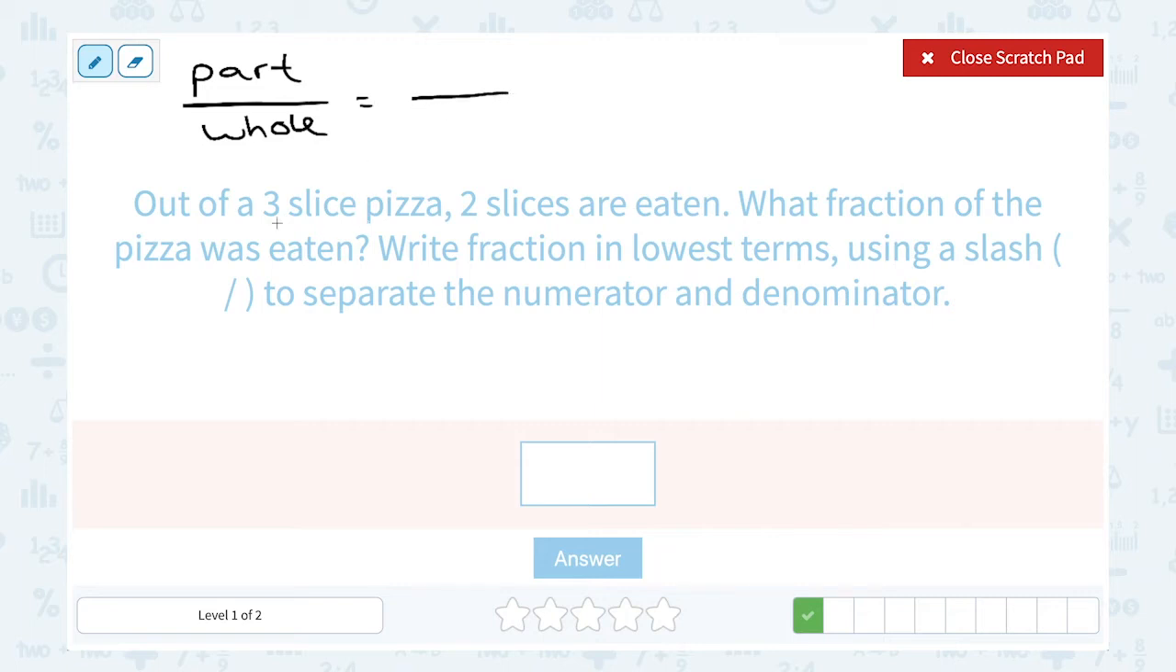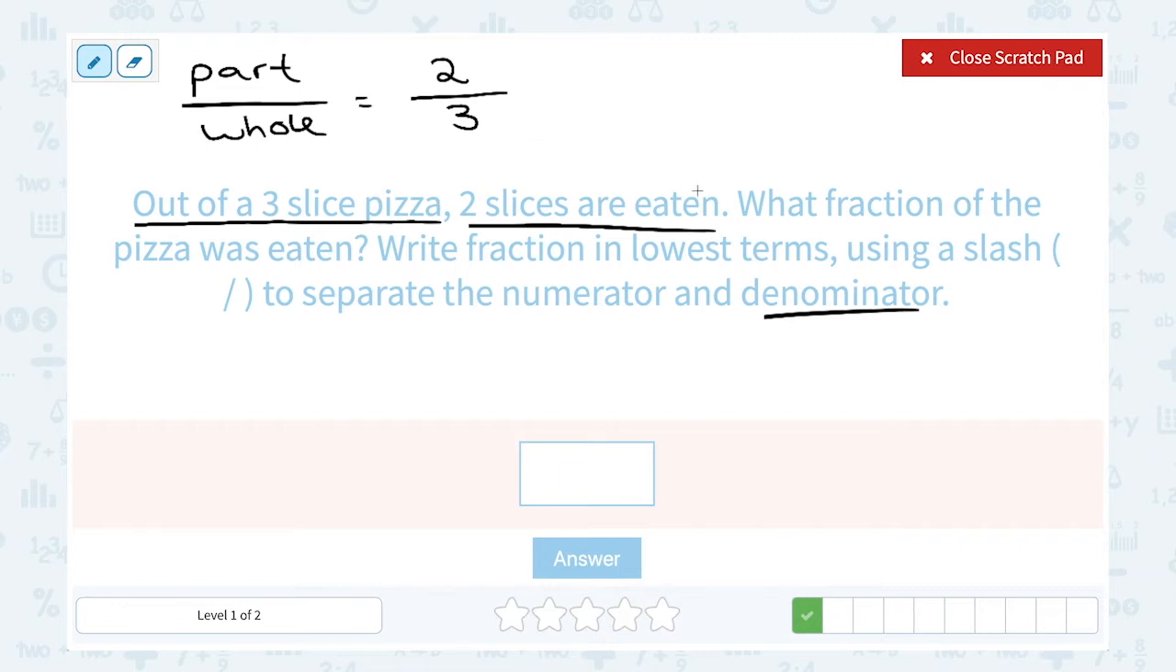So the whole thing, it said out of a 3-slice pizza. So the whole pizza had 3 slices. That's going to go in the denominator. Of that, 2 slices are eaten. So if we're writing a fraction of the pizza that was eaten, well, the part that we already ate were 2 slices. So 2/3 of our pizza was eaten.